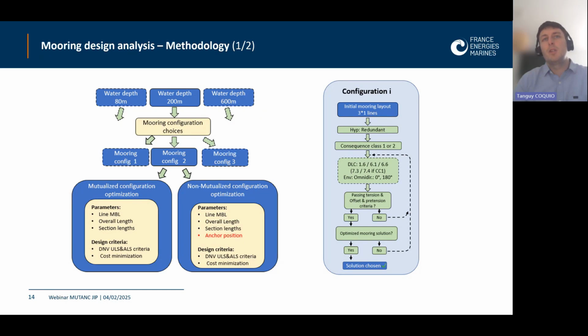When going to the optimization of unshared anchor systems, so regular mooring that we want to compare with a shared mooring system, the additional parameter is the anchor position. It's fixed for the shared anchor system, but not fixed for the unshared anchor. So we may reduce the anchor radius and save cost by doing so. Then we proceed with an iterative loop, and we want all the criteria to pass to obtain a design that is validated.